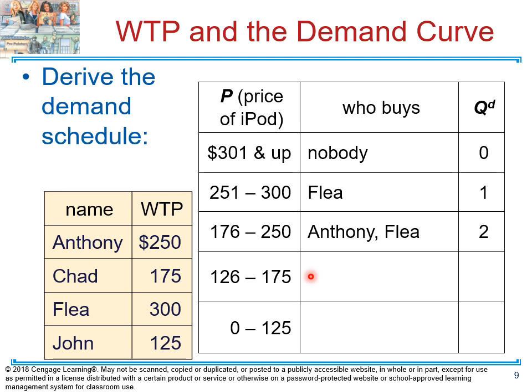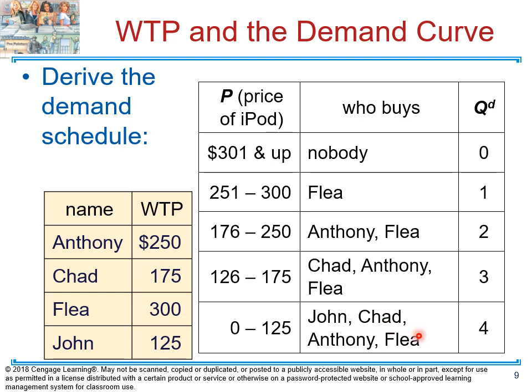Similarly, for the price range between 126 and 175, now Chad is the marginal buyer. He would be willing to pay any price within this range of 126 and 175. The next in line is John. He would pay 125 but not 126. And then at the price range between 0 and 125, they all buy an iPad. So the quantity demanded in the market is 4. Now John is the marginal buyer. He is the buyer that gets added to this demand when the price drops to any point within this price range.